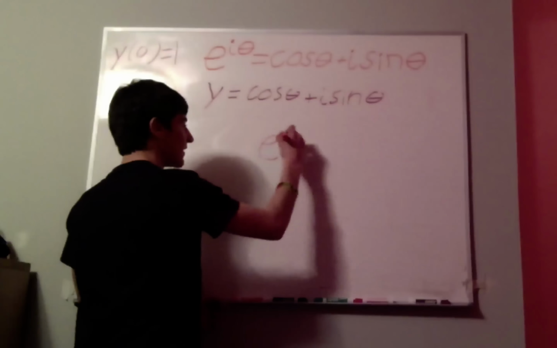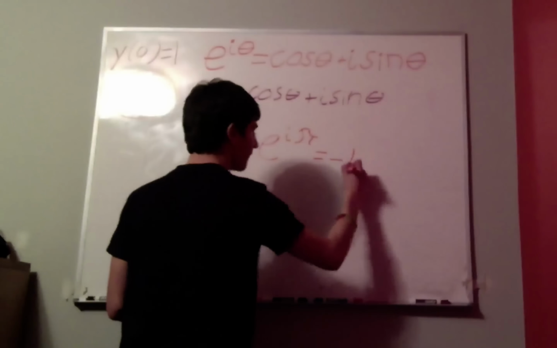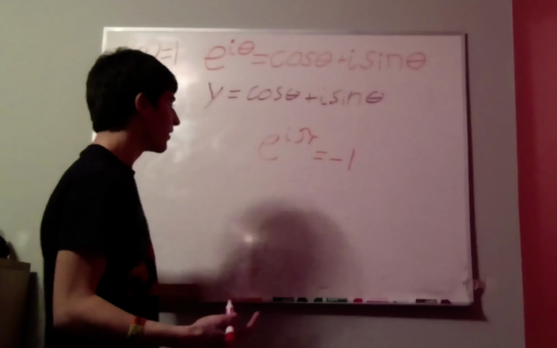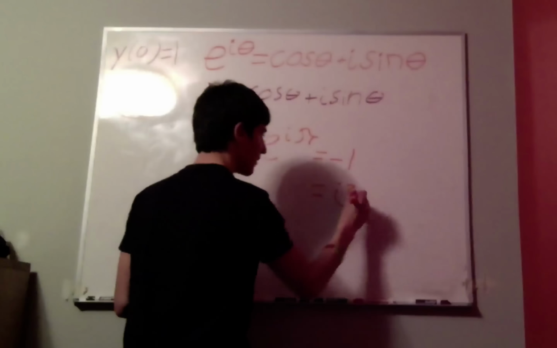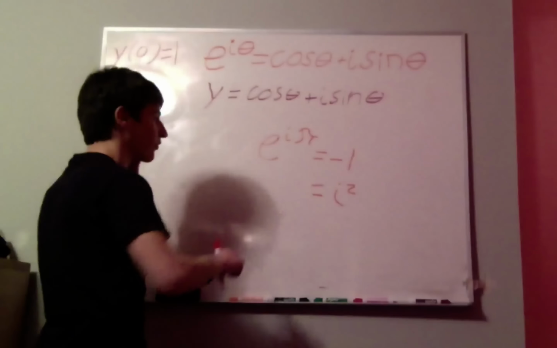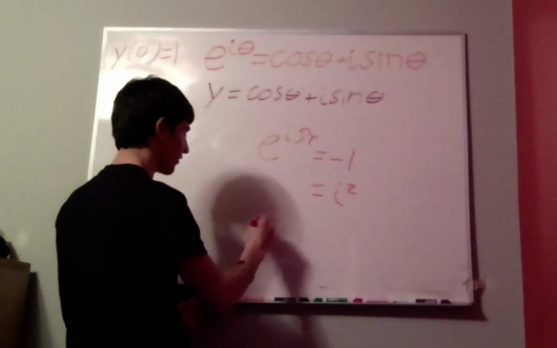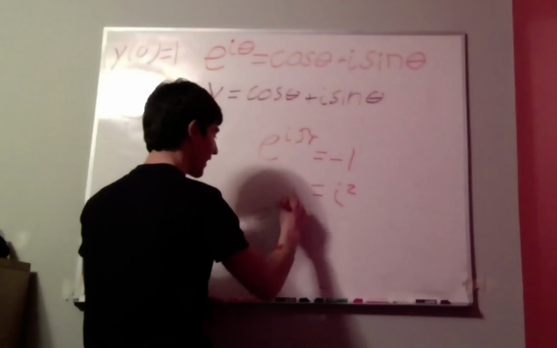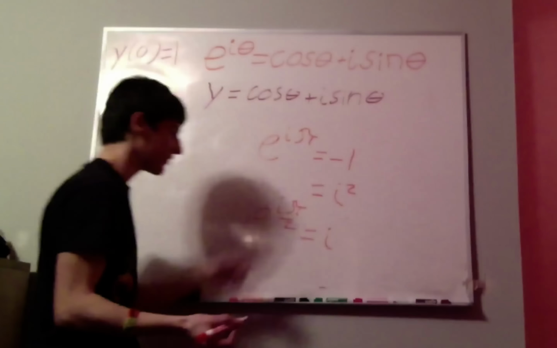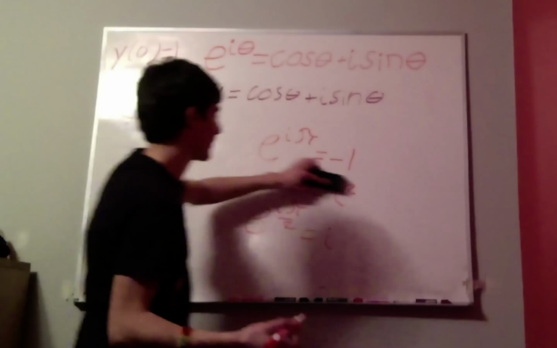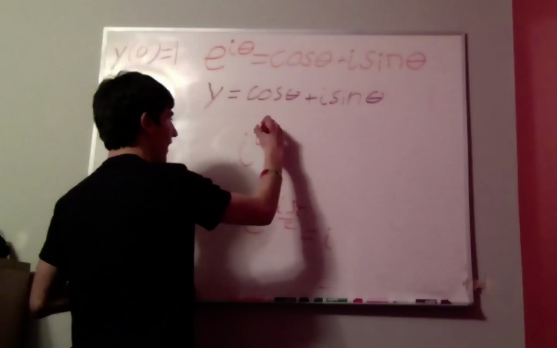So if we have e to the i pi is equal to -1, well, -1 is equal to i squared. Alright, so then you can take the square root of both sides. Well, you can take both sides to the 1/2. So then e to the i pi over 2 is equal to i. And then if I want to take both sides to the i, let's say I want to take i to the i.